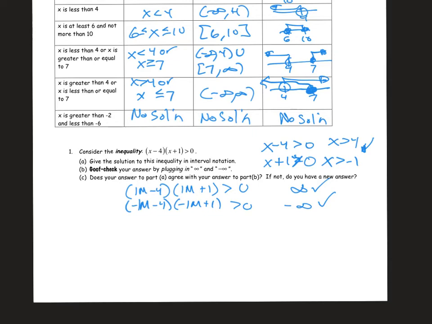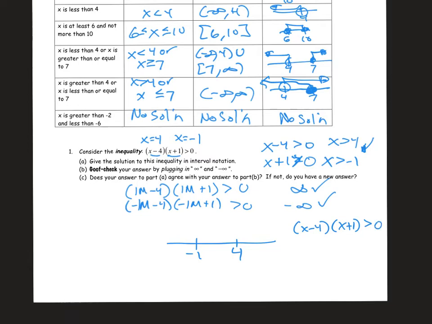I want to figure out where both of these quantities in this factored form equal 0, because that's where each of the parentheses is going to change sign. So the first quantity changes at 4 and the second at -1. So if I put those on a number line, we're going to do what we call sign analysis. So let me put x minus 4, x plus 1, and I want to see where it's greater than 0.